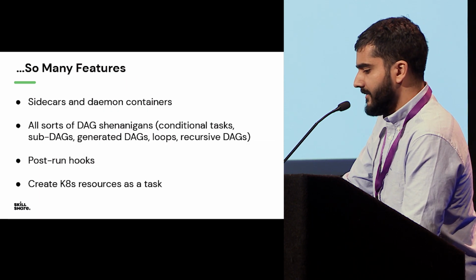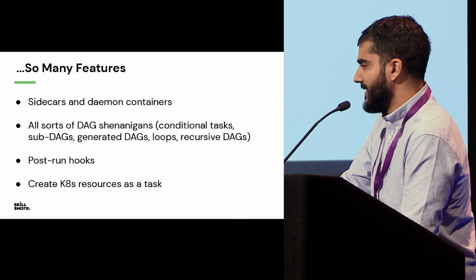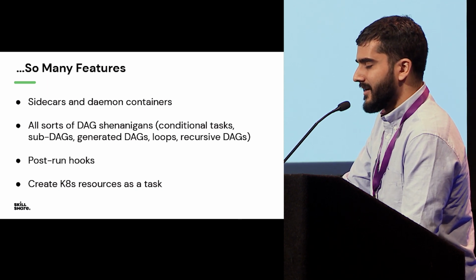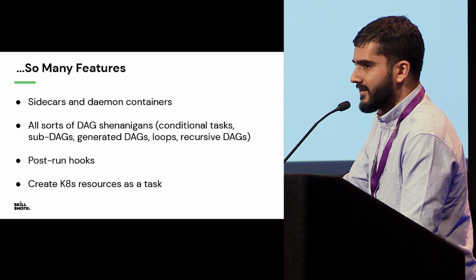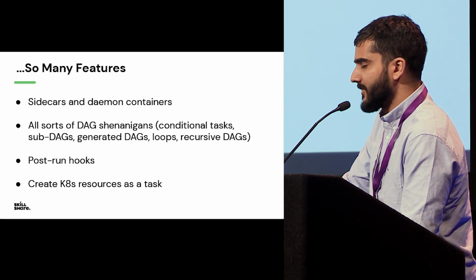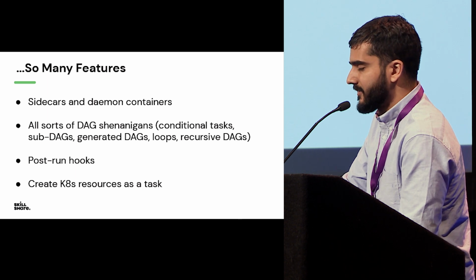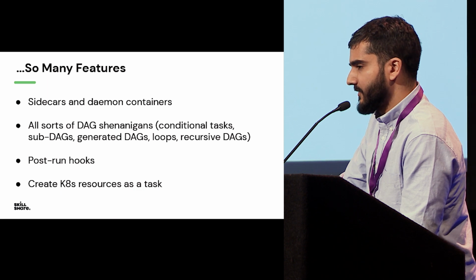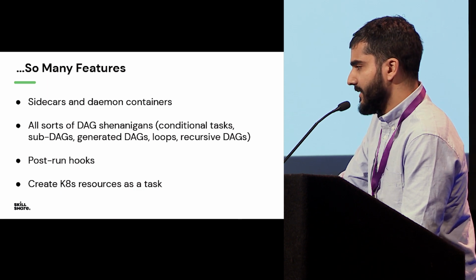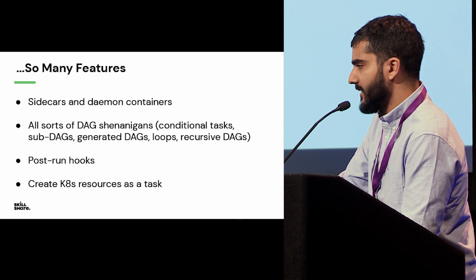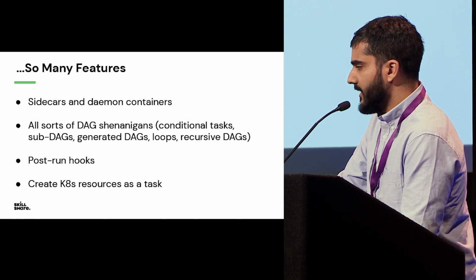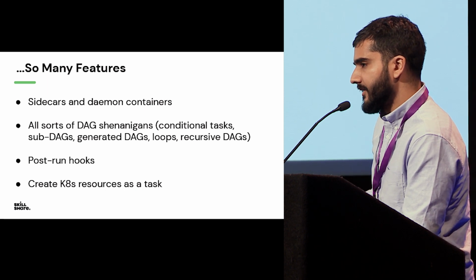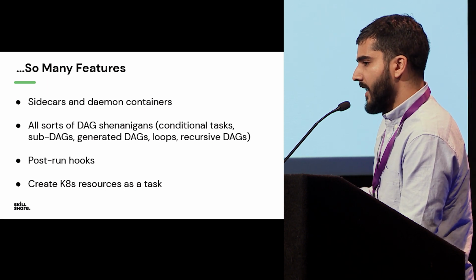Let's see. There's many other features. There's sidecars and daemon containers. So sidecars are basically companion containers to each of the workflow steps. You don't need to have just a single container per workflow step. I mean, it's just for simplicity. I think it's pretty useful to do that, but you don't need to. And a daemon container is pretty cool. It basically means that throughout the entire life cycle of the workflow, you have a container running.